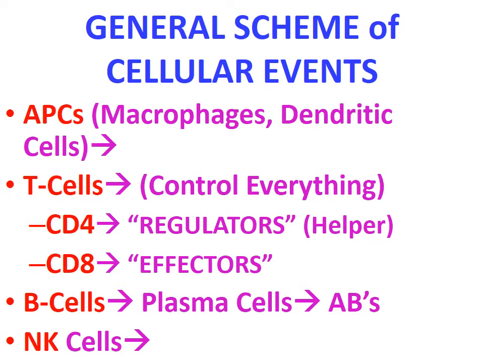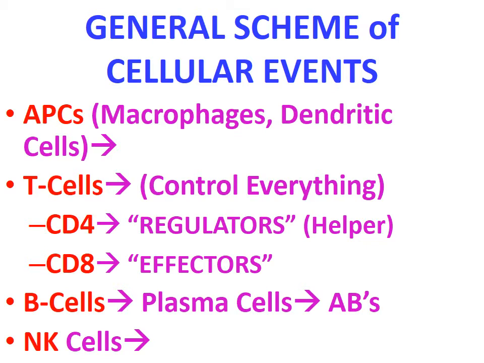Now it's just a general scheme of cellular events and the cells which play their role in inflammation. Antigen presenting cells, which means the macrophage lineage like monocytes, macrophages and dendritic cells, and T cells. T cells control everything: CD4 cells or helper T cells are regulators which play their role in adaptive antibody mediated immunity and cellular immunity, and CD8 cells are effectors.